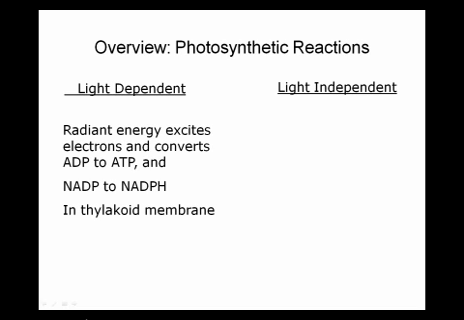NADPH is very similar to the NAD that we saw in the previous lesson of cellular respiration. This is an electron shuttle which is involved in some oxidation reduction reactions of photosynthesis. These light-dependent reactions occur in the thylakoid membrane of the chloroplast. There are two different pathways that we will look at in the light-dependent reactions. These are called the cyclic and the non-cyclic pathways.